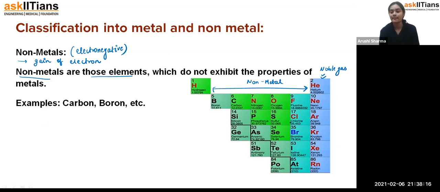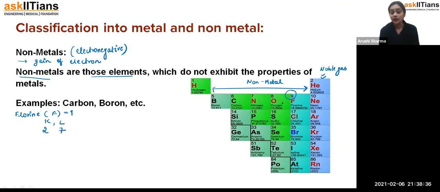See, okay, I'll take the example of fluorine. Fluorine is a non-metal and it is represented by F. Its atomic number is 9. Now, if I do its electronic configuration, it is K and L, so it would be 2 and 7.